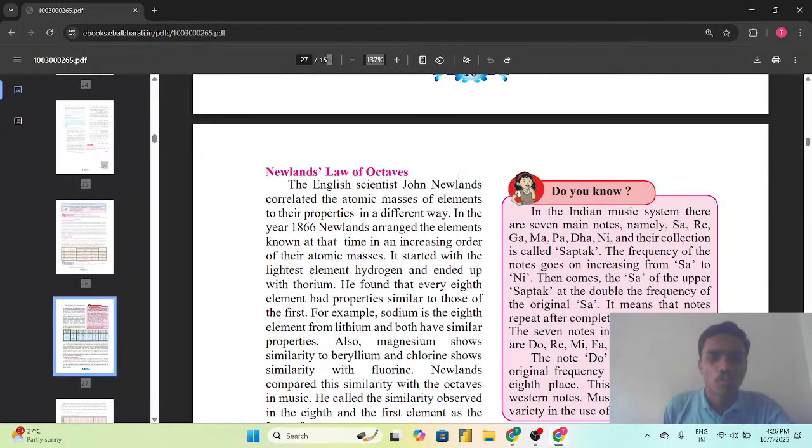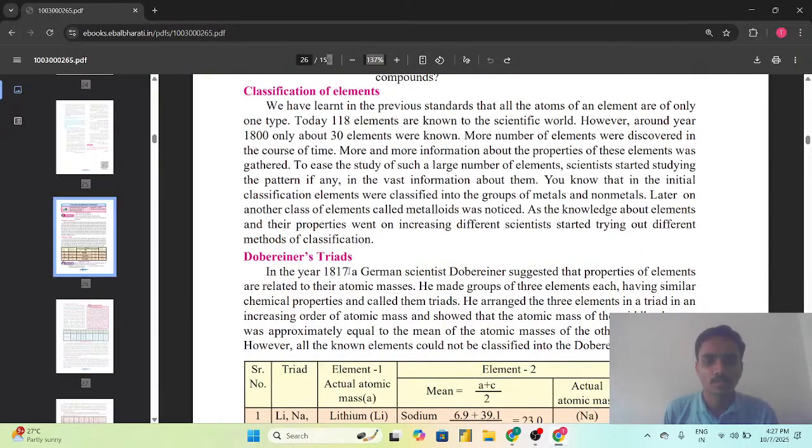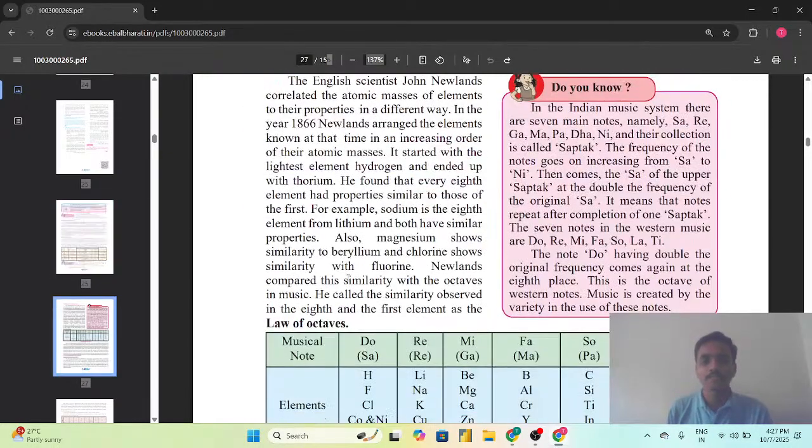Next, Newland's law of octaves. The English scientist John Newland correlated the atomic masses of the elements to their properties in a different way. In the year 1866, Newlands arranged the elements known at that time in an increasing order of their atomic masses. So, as Dobereiner also considered atomic mass as the property for the classification of the elements, Newland also tried to do with the same part, as he also considered the atomic mass for the classification of elements. And in the year 1866, and Dobereiner has performed the classification in 1817. So it started with the lightest element hydrogen and ended up with the thorium.